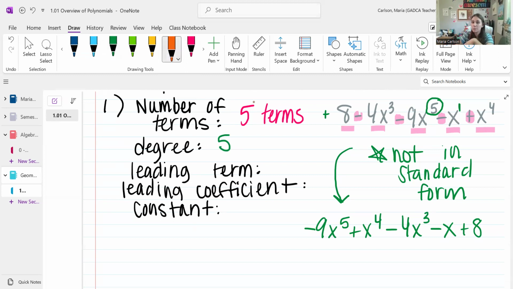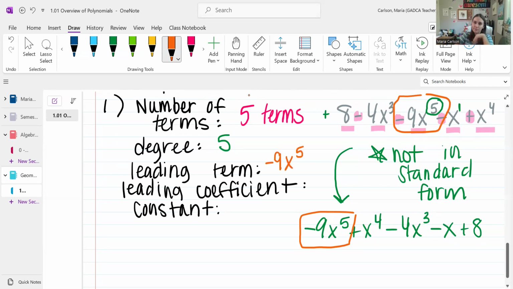Now, our leading term is always the term that has that largest exponent. It is not necessarily always the term in front. It is called the leading term because when your polynomial is in standard form, it is the leading front term. It is the term that decides everything about your polynomial. Everybody else follows behind it. So our leading term is negative 9x to the fifth.